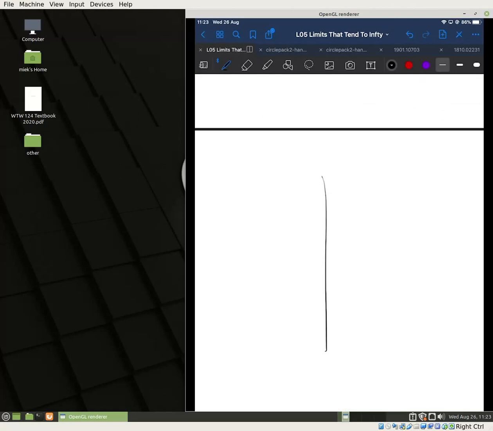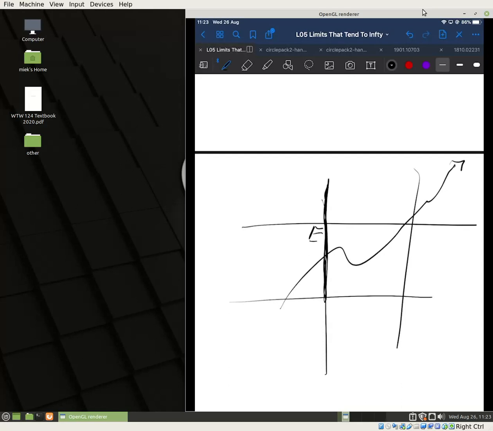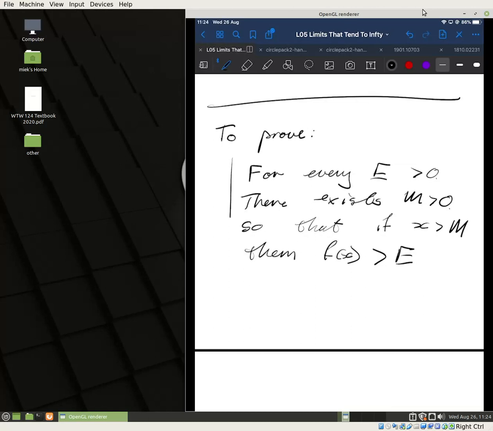If we think about this, our function does something like that, and what we're saying is for every E, doesn't matter where we put it on the y-axis, as long as it's positive, we should be able to find an M, so that for all the values bigger than M, all the x bigger than M, our function values are then going to be bigger than E. Okay, so that is the idea. So here we have what we have to prove.